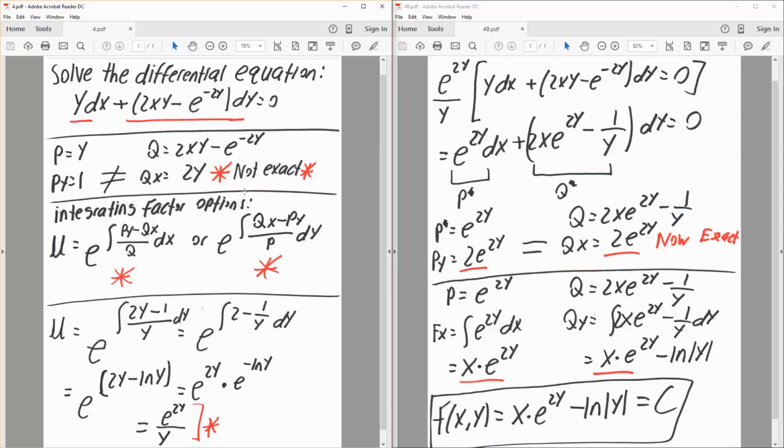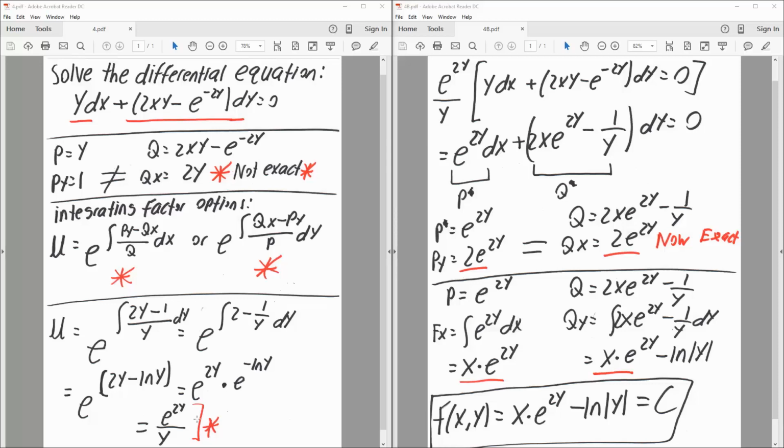And so Qx is 2y minus Py. Py is 1, minus 1, divided by P, divided by y. And this would become 2y divided by y is 2, minus 1 divided by y is minus 1 over y. We take the integral of this, and we would get 2y minus ln y. So this is equivalent to e raised to 2y times e raised to negative ln y, which is in turn equal to e raised to 2y divided by y. This is our integrating factor.